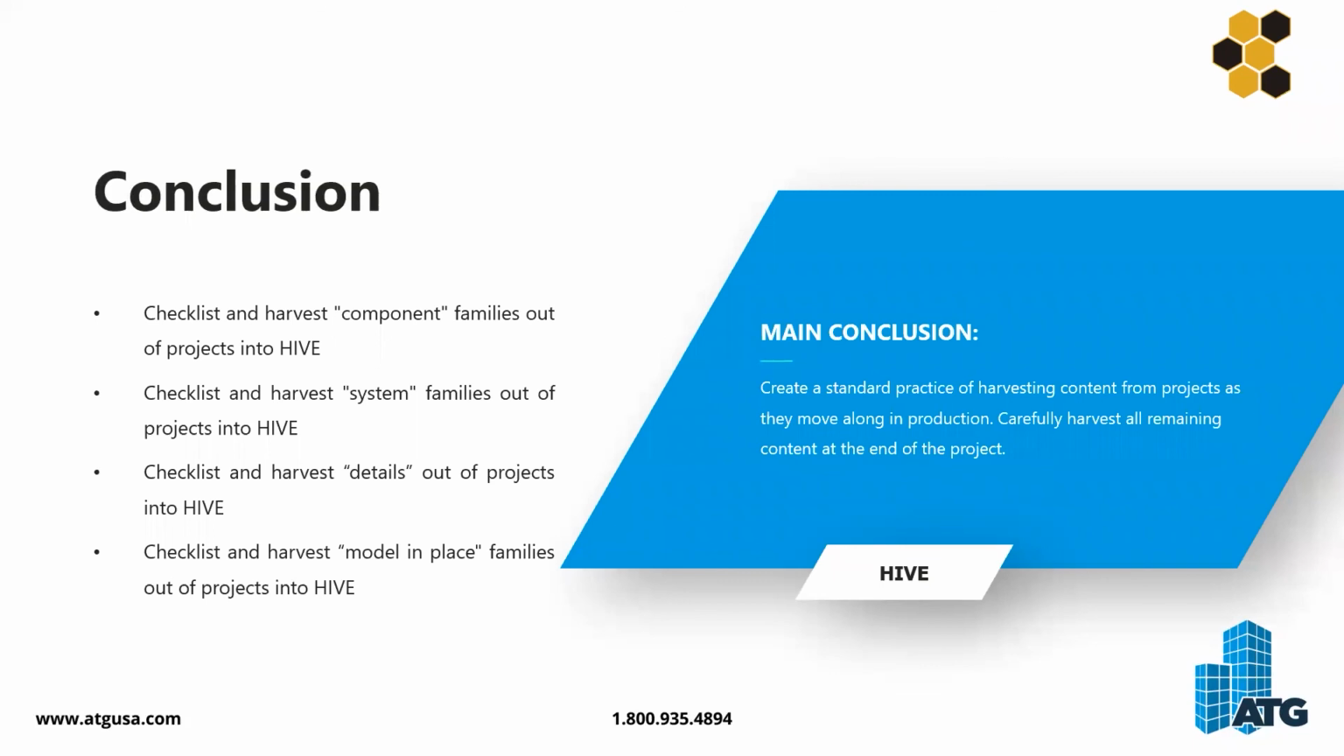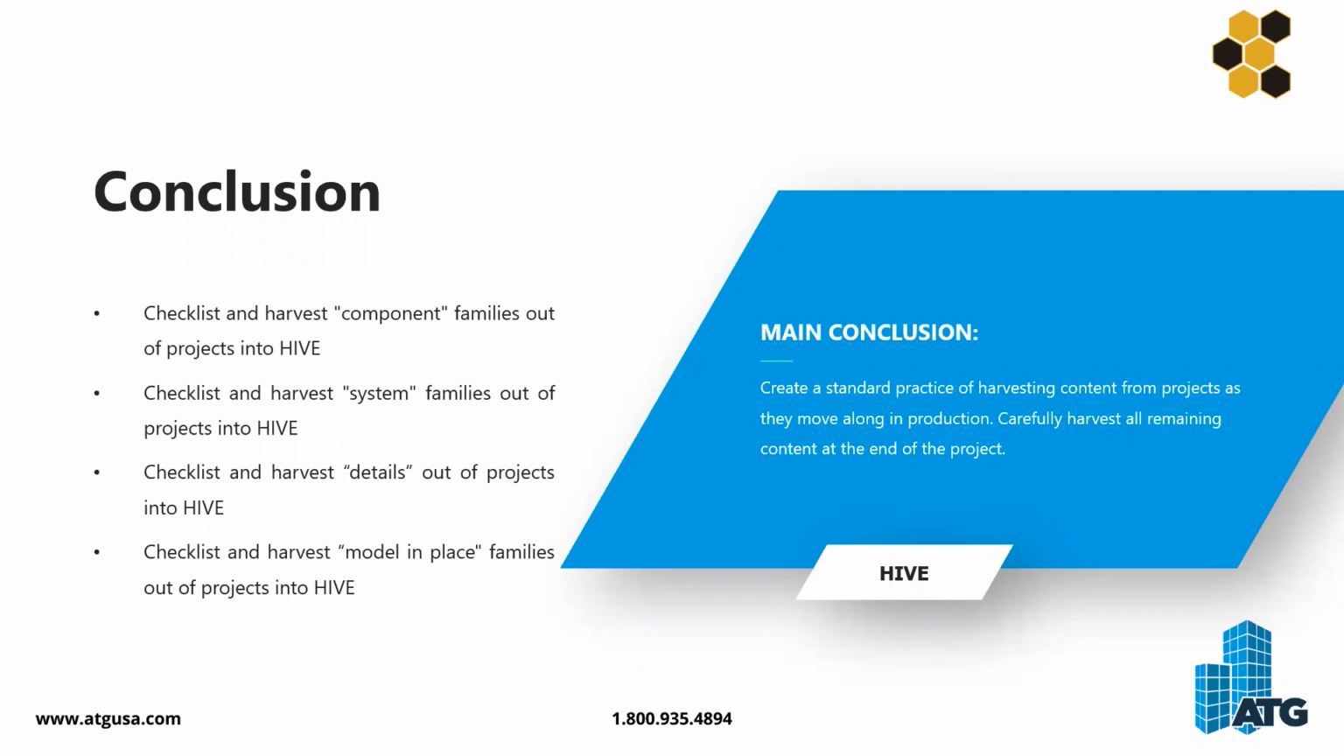All right, so just wrapping up the presentation and demo, we have covered how to checklist and harvest component families out of projects in the Hive. So a component is that 3D element that saves out as an RFA file. We have shown how to checklist and harvest, and you should checklist them. You should list out the things you want to get from it. Have your BIM coordinator or the project manager create that checklist and execute on it.